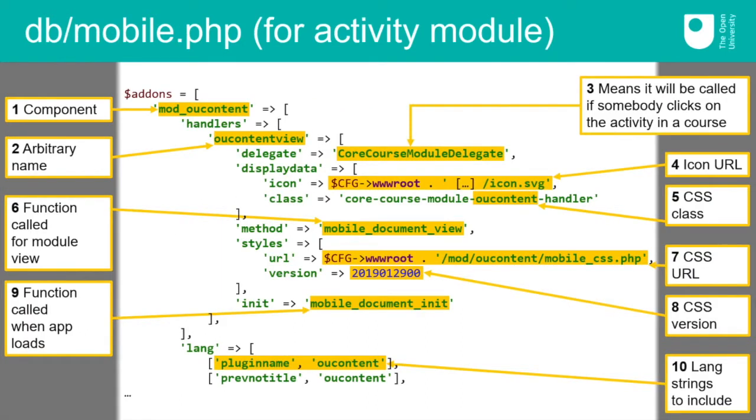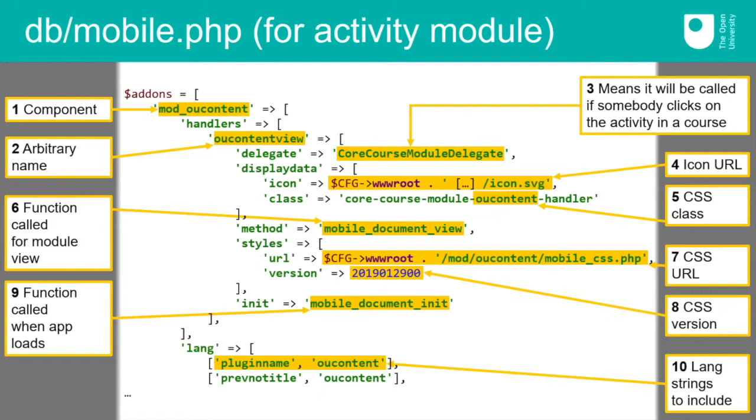In order to indicate that your plugin supports the app, you need to create a db/mobile.php file. Here's one for an activity module of ours. I'm just going to go through this sort of from the top. So number one, you've got a $addons array, and then first we start with the component name as a key. So that's what our module is called.